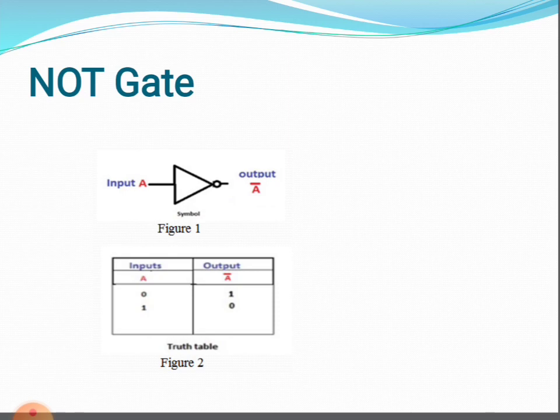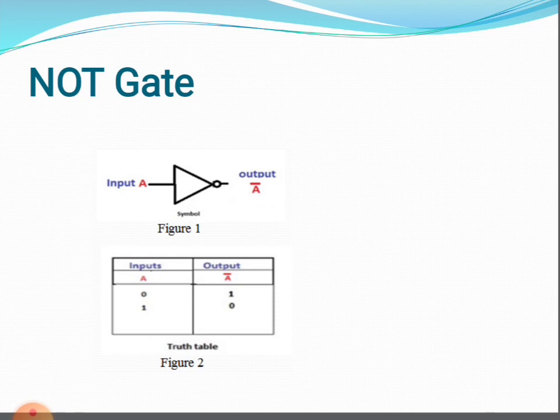Its logical equation is written as Y is equal to NOT A, that means A bar. Figure 1 shows the logical symbol for a NOT gate, and figure 2 shows the logical truth table for a NOT gate. Look at this table. When we give A is equal to 0, then output will be 1, and when we give A is equal to 1, then output will be 0.